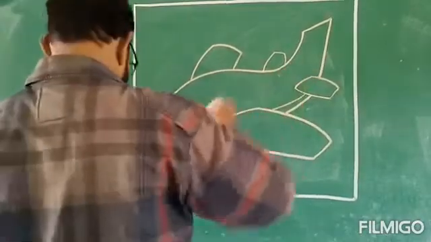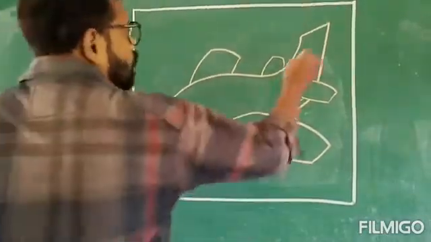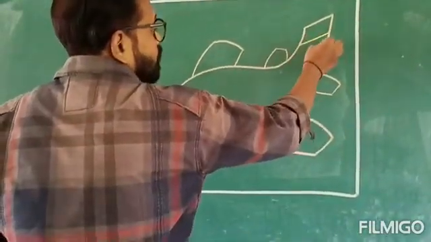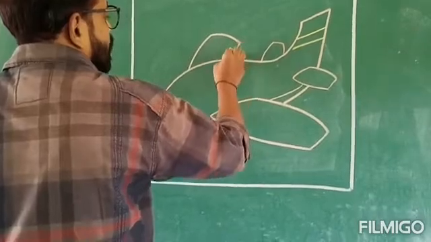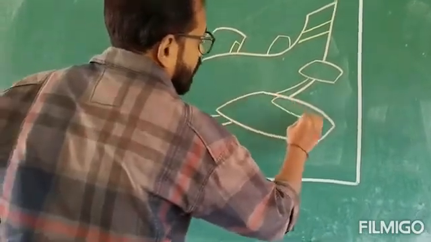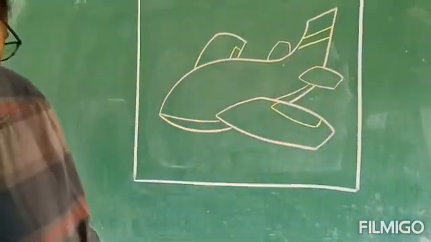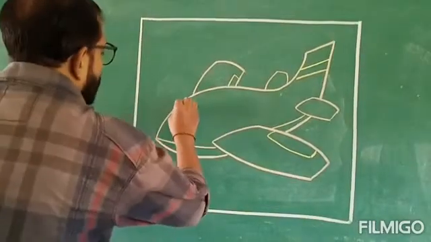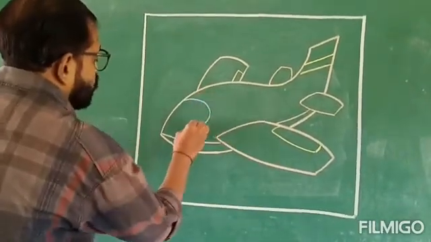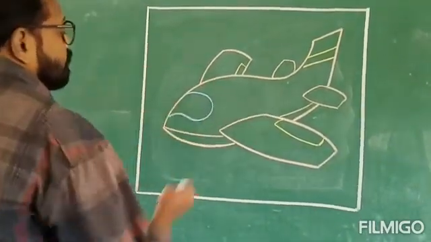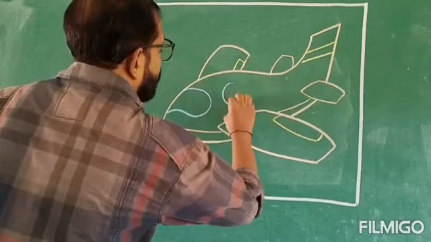Okay, then some designs must be here like this, like this, like this. So what is left? Yes, the windows and the front seat, what we call the cockpit.